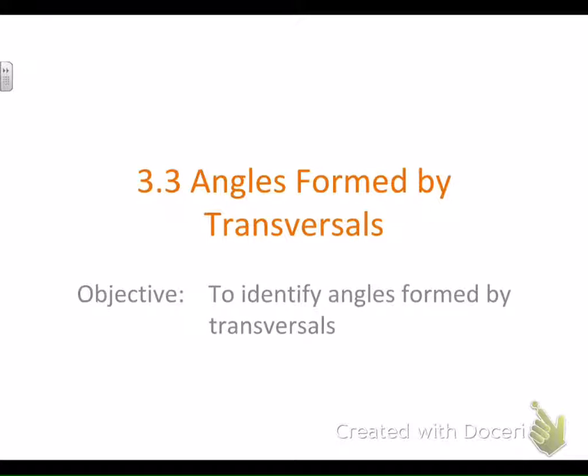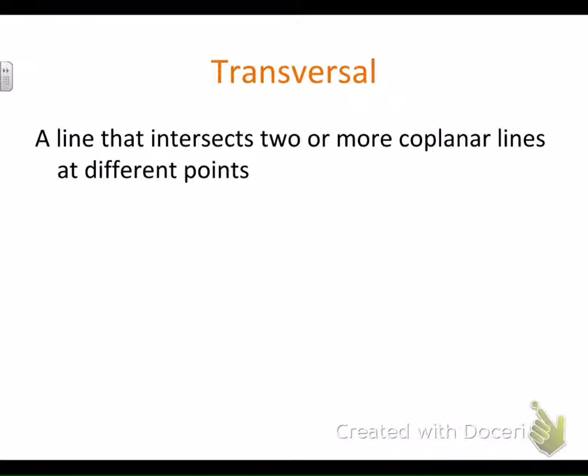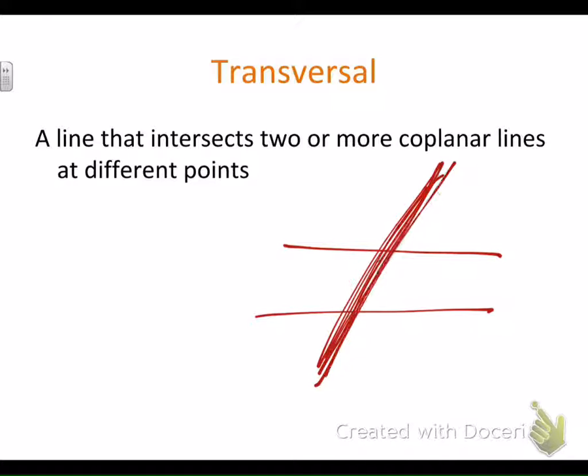Alright, 3.3, angles formed by transversals. The objective is to identify angles formed by transversals. Let's get the definition of a transversal. This is a line that intersects two or more coplanar lines at different points. So, it's a line that intersects two or more coplanar lines. So this right here would be the transversal.